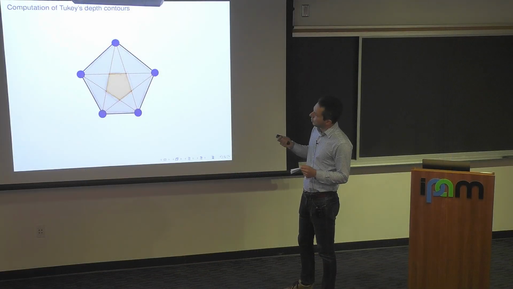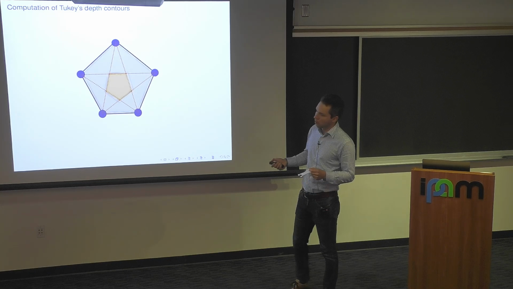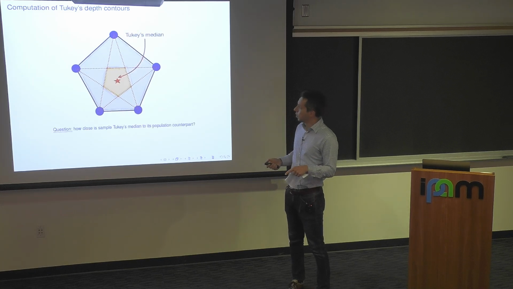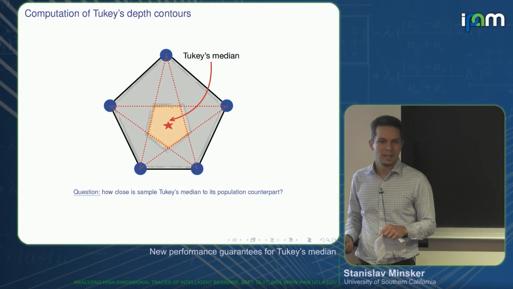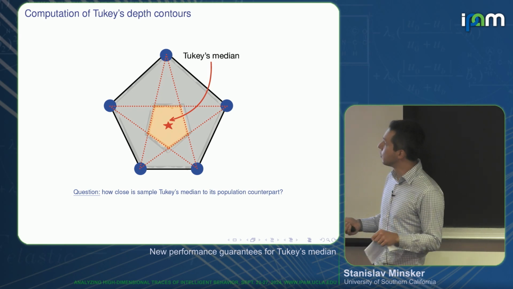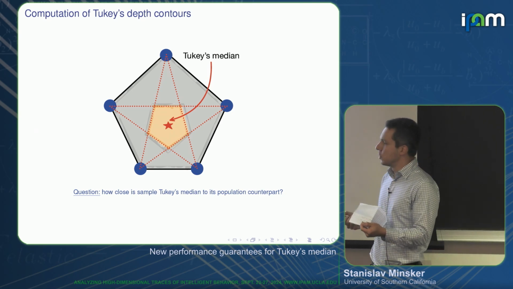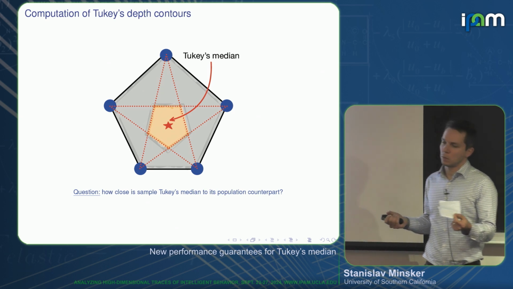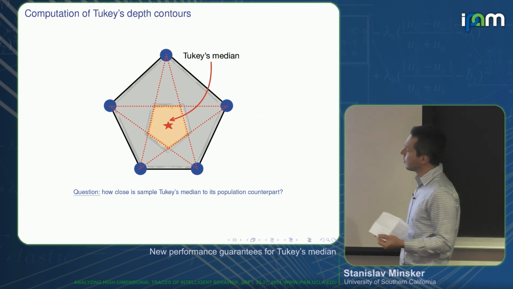Okay, so if I look at this picture, again this orange region is the set of deepest points, and if I compute the center of mass, or the barycenter of this region, which I denote by star, we'll call this point Tukey's median. So it's the deepest point of the data, or rather the barycenter of all deepest points of the data. This point serves as a natural estimator of location. We can view it as a one-point summary of the whole point cloud.